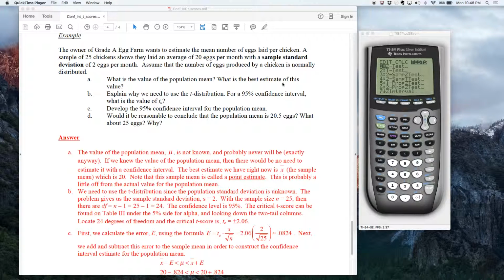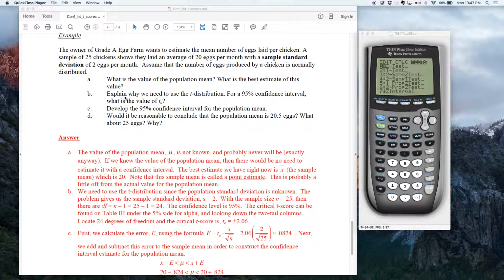But it says, what's the best estimate of this value? Well, right now, you want me to point out a number? I'll point out one right here, 20. It's the best I could do right now. But we know that 20 is probably a little bit off from the actual mean of all the chickens, right? So this mean is only based on 25 chickens. So if you want me to point out a number, it's called the point estimate. This is what we call the best estimate of this value. I'm going to say x bar equals 20.